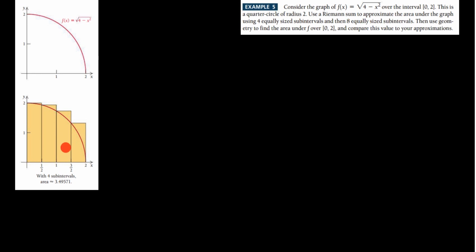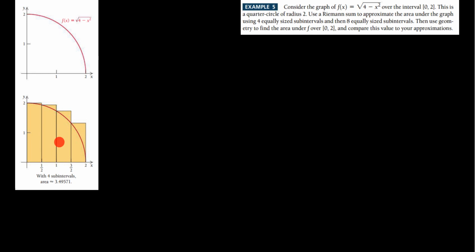So here we have a picture of what 4 equally sized subintervals look like. Then use geometry to find the area under f over 0, 2 and compare the values to your approximation. So, okay, we'll just do this in order. If we're going to use a Riemann sum, we're going to have 4 subintervals here.